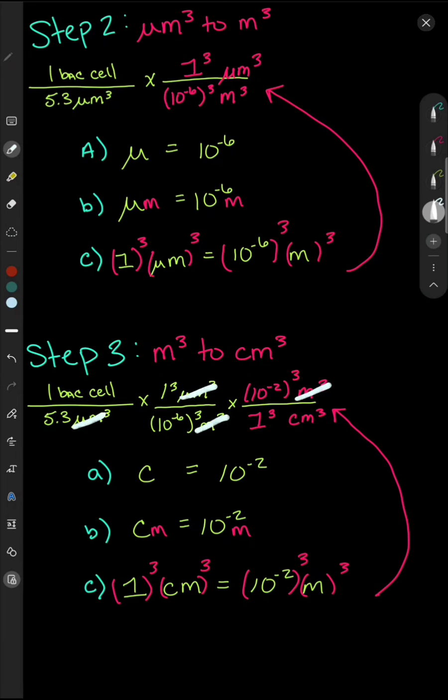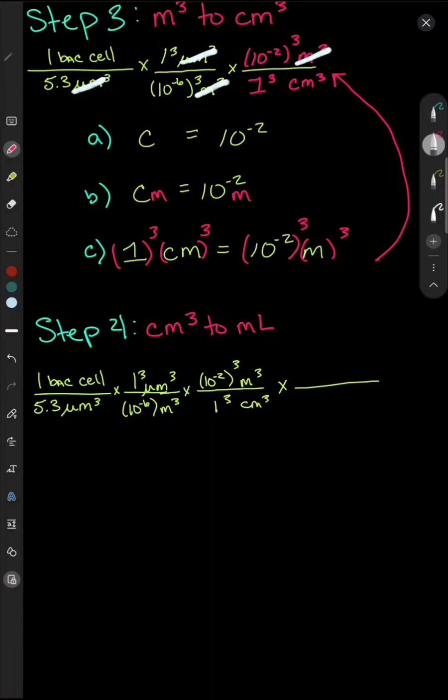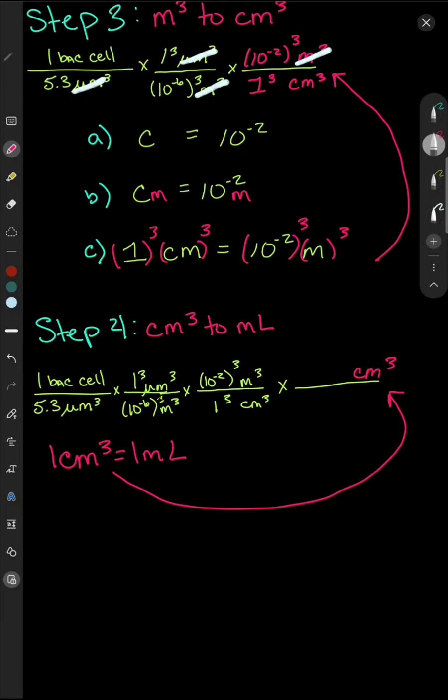So far, so good. We are ready for step 4, converting centimeters cubed to milliliters. For step 4, we already know that 1 centimeter cubed equals 1 milliliter. We can take this information and add it straight back into our dimensional analysis problem. Again, make sure to write down your units first, followed by your numbers.